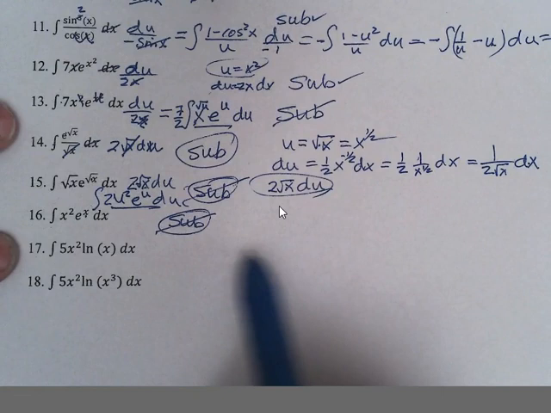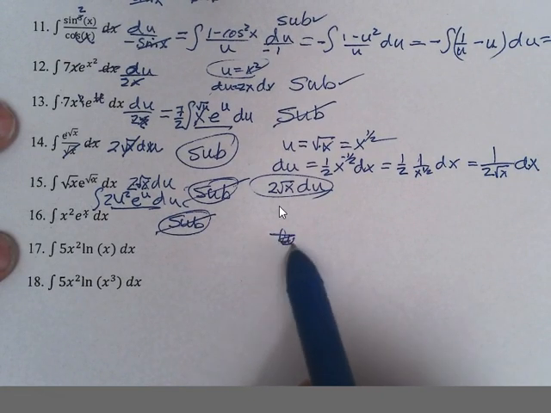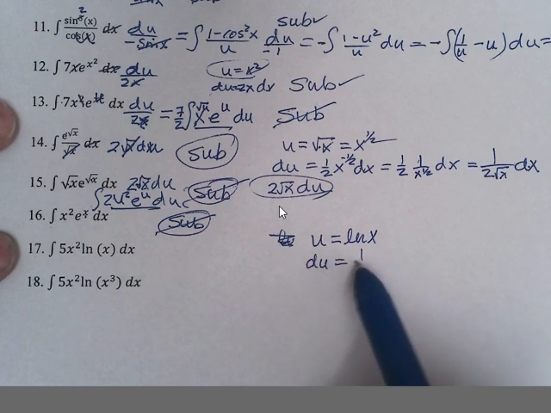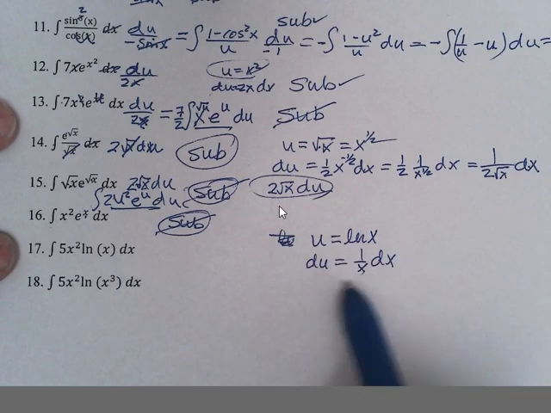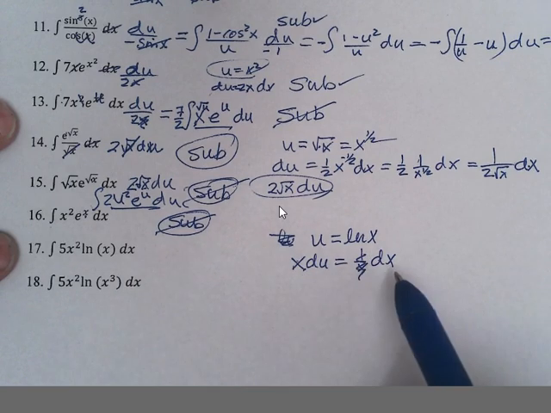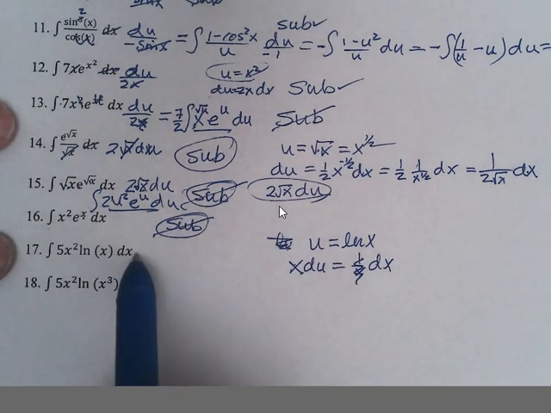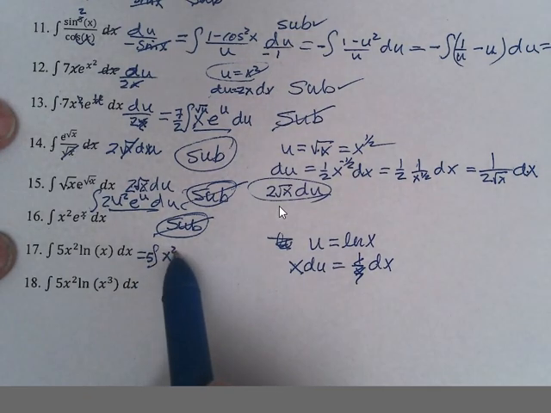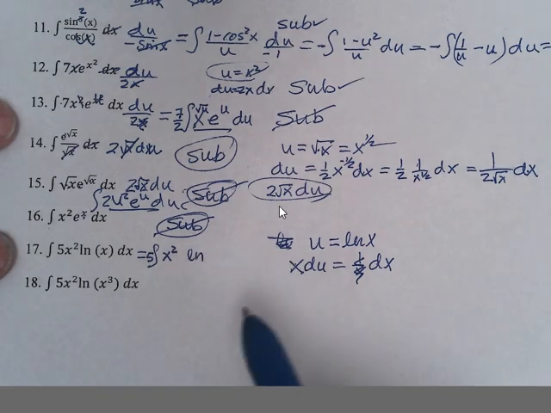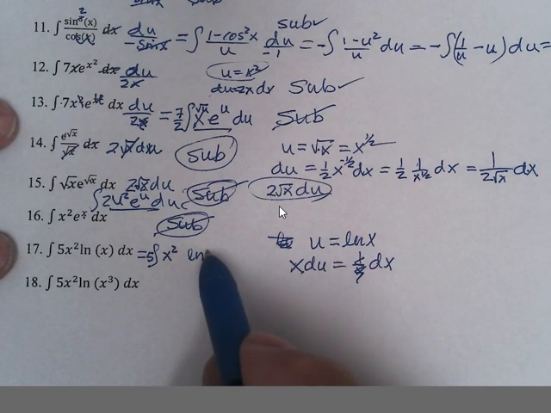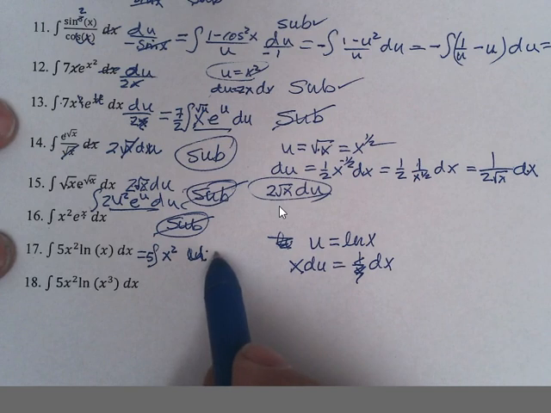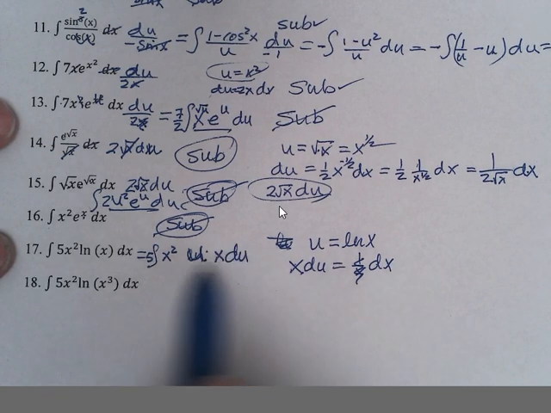What would you let u be? Well, you might let u be ln x. So du would be 1 over x dx. The x comes up. Is that going to cause problems? Well, this would become the integral of the 5 would pull out. We have x squared ln of u. No, we let ln of x be u, so we got u, and dx becomes x du, so we got x to the third.